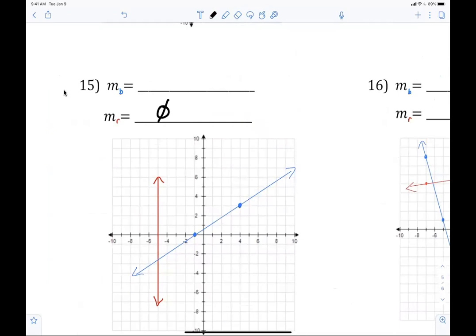Zero, you can ski on that mountain, not very well, right? Cross-country skiing. But we can't ski on a vertical line. That's how I remembered it. So it's undefined. All right. Everything else is good.